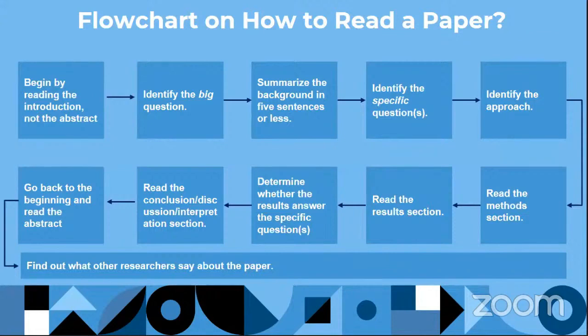The next thing you have to find is to identify the big question. What are they actually trying to do? What solution are they trying to provide you? What is the big problem they are trying to address? That's what you have to find out. The next step is to summarize the background in 5 sentences. Read the introduction and just pick out 5 different sentences which can help you to understand it further.